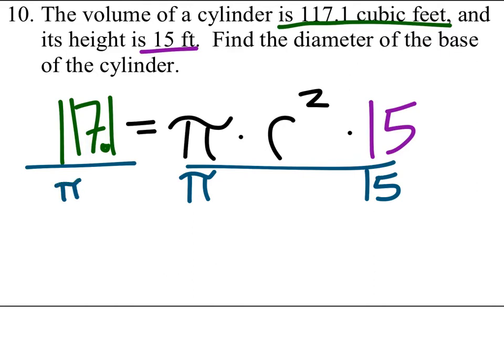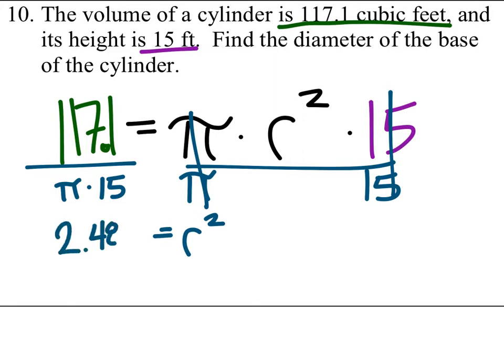So I got pi and 15, because that cancels these. And then we got r squared equals. I'm going to use extra decimals on this just so when we find the answer, it'll be a little bit more accurate. I got 2.4849. Now, to find the actual radius, I put that in my calculator in parentheses, which told the calculator to do this first and then divide. Either way will work.